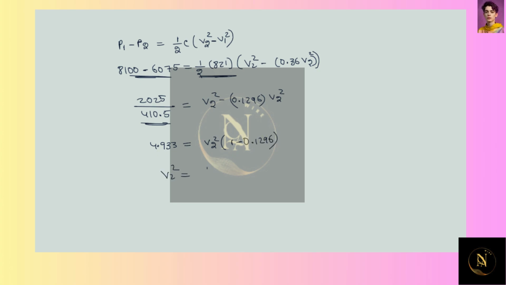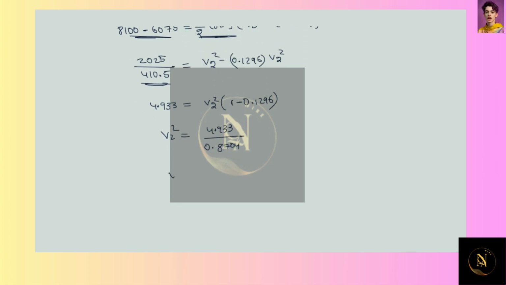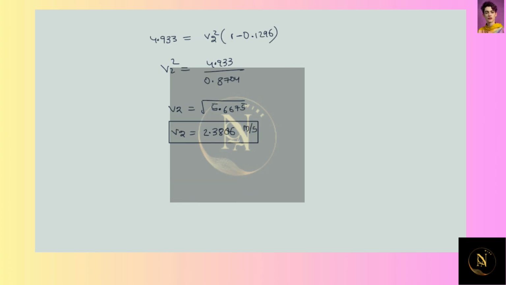V2 square is equal to 4.933 divided by 0.8704. V2 is equal to the square root of, on simplification, 5.6675. V2 is equal to 2.3806 meter per second. Finally, we got V2.